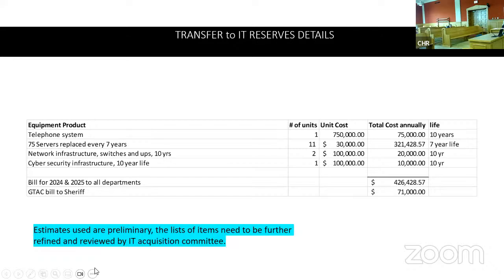And then we also estimated something for cybersecurity infrastructure and used a 10-year life as well for that. And most of this is, like I said, hardware type purchases. So I came up with a number and said this would be shared by all of the departments. And that's how I came up with a number for our set aside each year to transfer to the IT reserve and to continue the one we're doing for the GTAX.